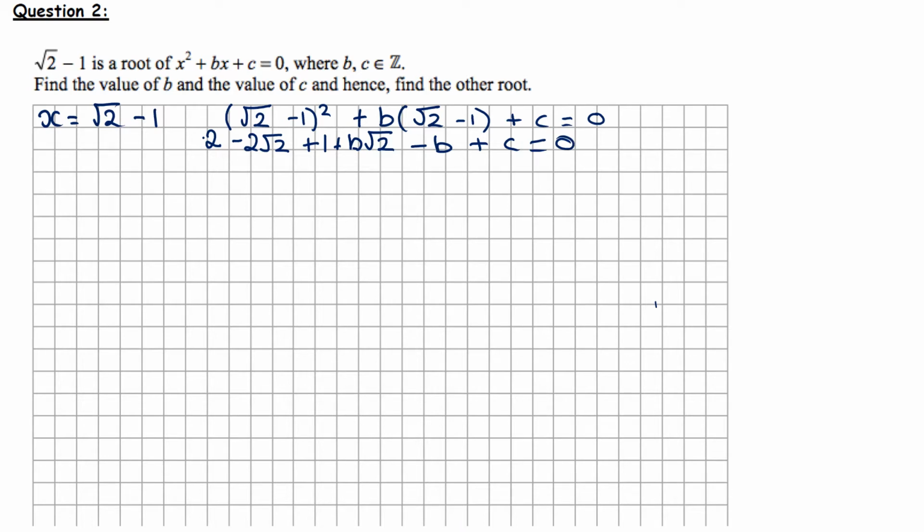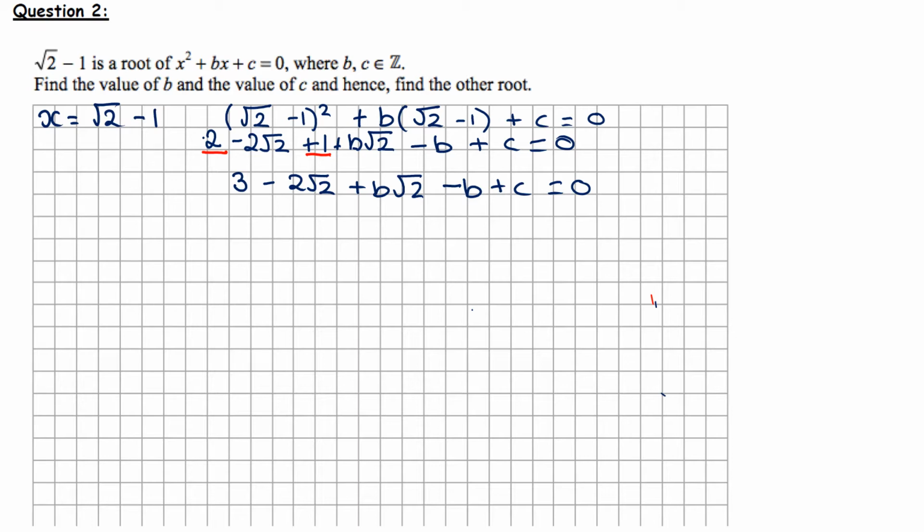Once we've done our substitution and we get this line here, we can clean it up slightly, but not a lot. We have here a 2 and a 1, and that's pretty much all we can do. So we have 3 minus 2 root 2 plus b root 2 minus b plus c equals 0. That's as simplified as we can get it. At this point, we can note that we get two unknown coefficients, a b and a c, but we've only one equation. So we're going to have to solve this in a slightly different way than a normal linear equation.